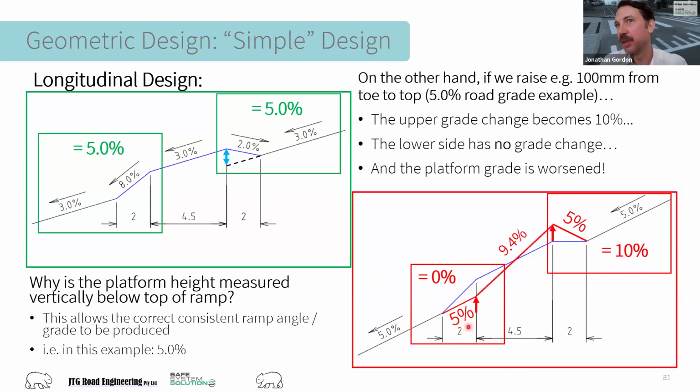And then if we grade between those two, it just doesn't make any sense anymore. We've turned 5% into a 9.4% platform. That doesn't operate correctly, and we've worsened the platform grade. So hopefully that helps illustrate the issue if you were to measure from toe to top, and that it is actually a projected measurement.